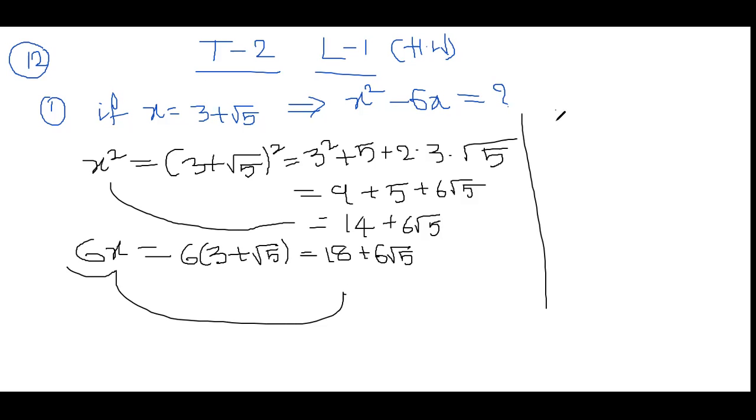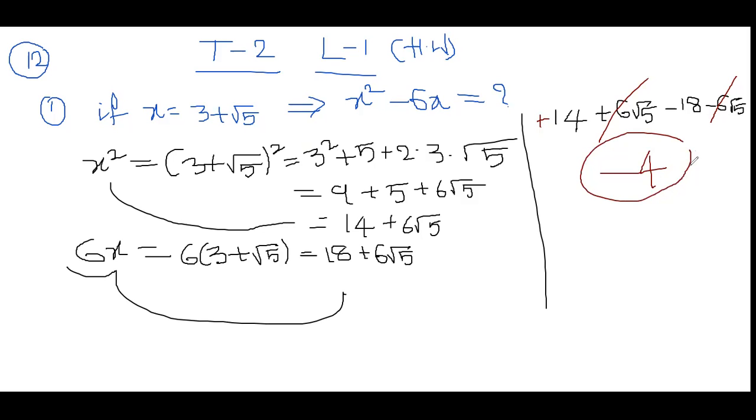Now, 14 plus 6 root 5 minus of 18 minus 6 root 5. Yes? Very good. Now do the simplification here. Cancellation: plus 6 root 5 minus 6 root 5. And here, plus 14, if nothing is there you have to consider plus 14, and this symbol is minus 14. So your resultant is minus 4. Option 2 is the correct answer.